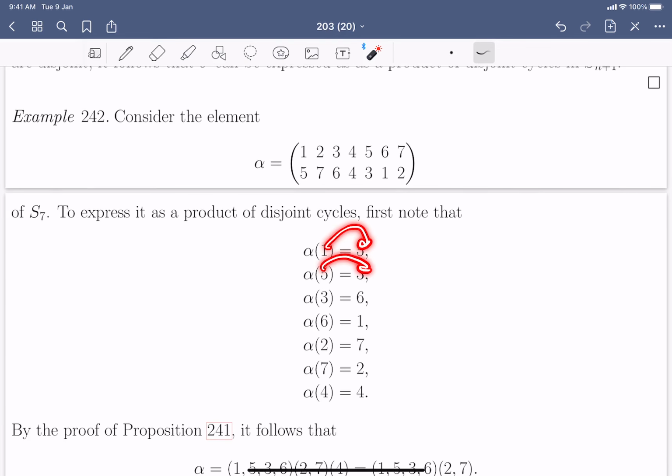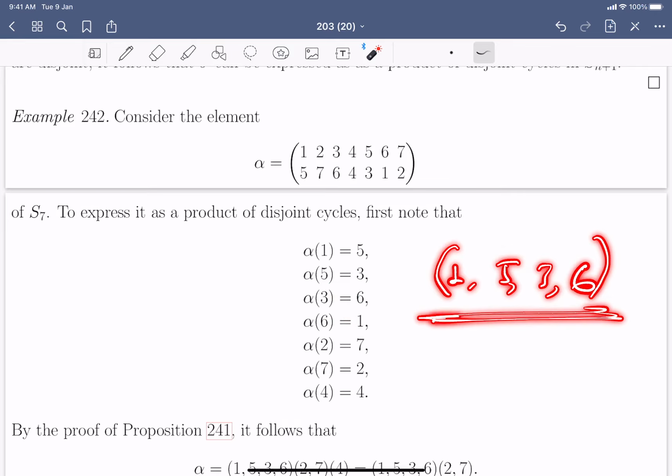You will see that 5 goes to 1. Under this permutation alpha that you started with, 1 goes to 5, and then 5 goes to 3, and then 3 goes to 6, and then 6 goes to 1. So we have obtained this cycle, and then we choose an integer from 1 up to 7 which does not lie in this list, 1 5 3 6. Usually it's better to start with the smallest one, so we start with 2.